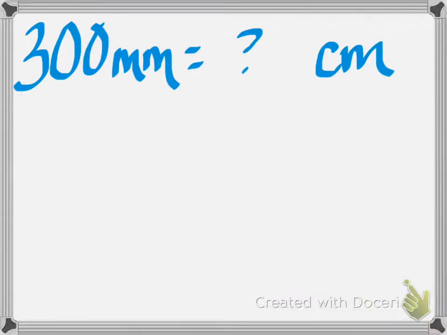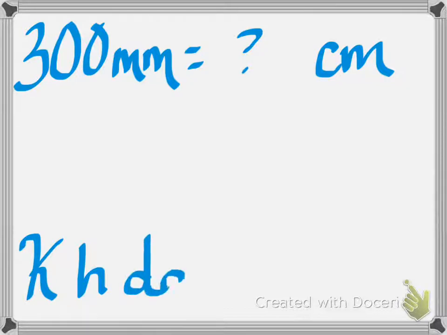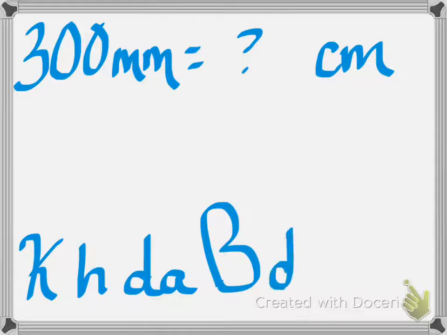Alright, let's go ahead and do another practice conversion of the metric system. So we have 300 millimeters equals however many centimeters. The first thing you need to do is do what? Hopefully you said, write the acronym. Kernersville has, oopsies, dangerous ballet dancers carrying monkeys.